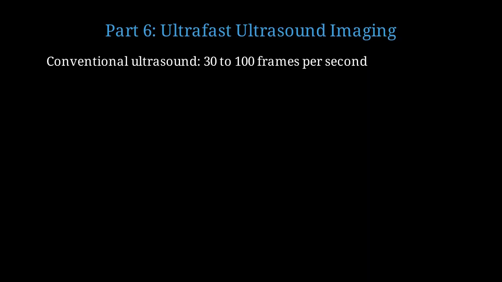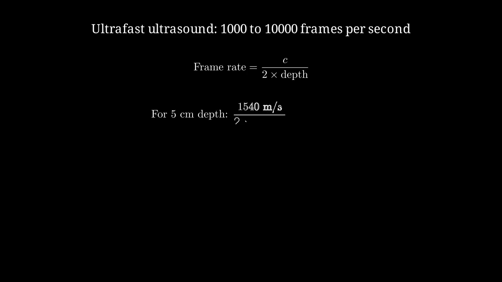Super-resolution requires capturing thousands of frames quickly, which demands ultrafast ultrasound technology. Traditional ultrasound systems acquire images at 30 to 100 frames per second, which is too slow for optimal microbubble tracking. Ultrafast ultrasound systems achieve frame rates from 1,000 to 10,000 frames per second, capturing rapid microbubble motion. The theoretical frame rate equals sound speed divided by twice the imaging depth. For 5 cm depth, maximum frame rate is 400 frames per second.